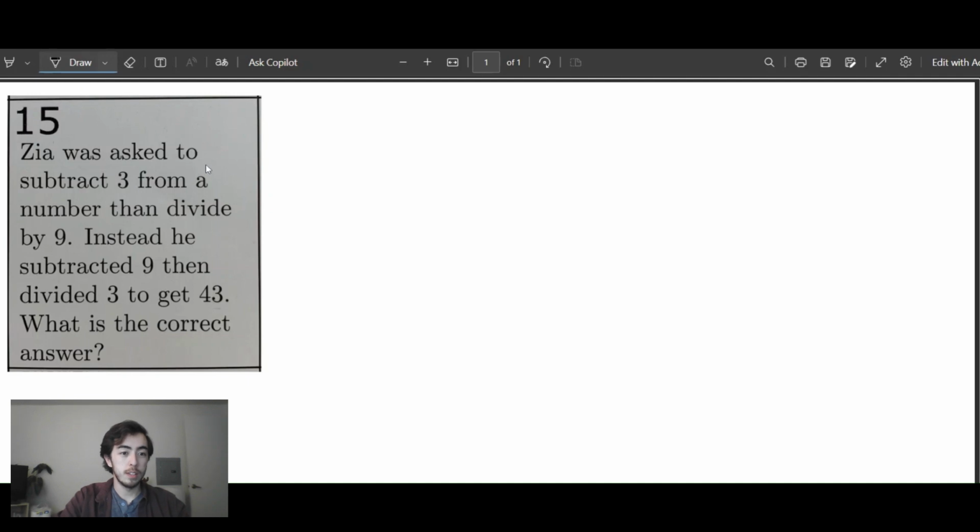Zia was asked to subtract 3 from a number, then divide by 9. I think that's a typo. Instead, he subtracted 9, then divided by 3 to get 43. What's the correct answer? All right, so I'm noticing there's part one, part two.